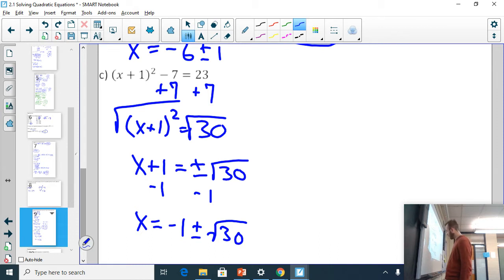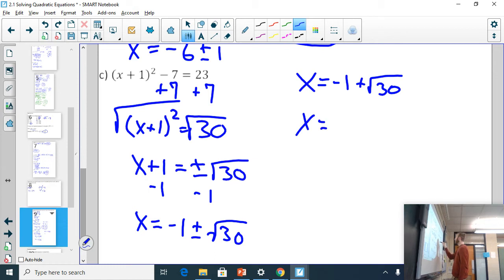Well, now it's a little different. Now I would just write my two different answers. Delta Math might let you do the plus or minus, but to be safe, you could do negative 1 plus the square root of 30. That's one answer. And negative 1 minus the square root of 30 would be our two answers.